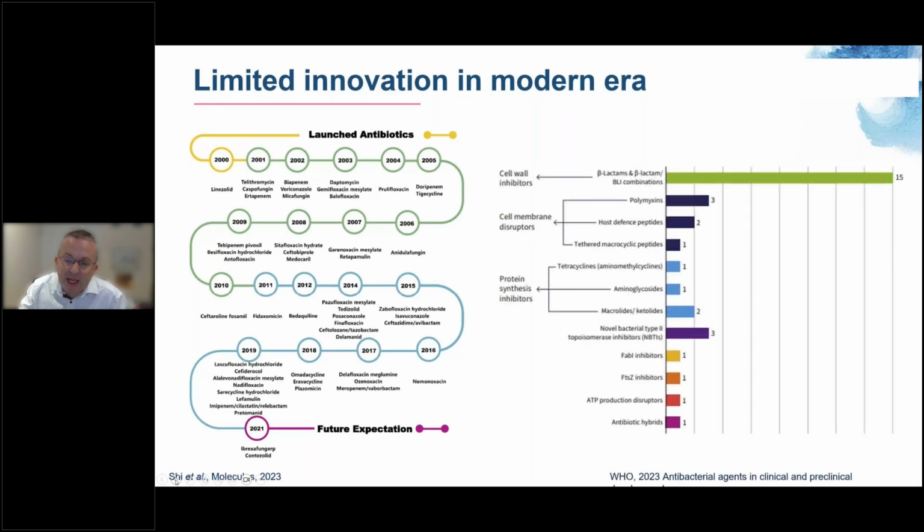And indeed, looking at the recently published work from the WHO on antibacterial agents in the clinical and preclinical pipelines, we see for the clinical pipeline that there are not many novel mode of action agents. There are some examples of novel topoisomerase inhibitors and FabI inhibitors, for instance, but the pipeline is really dominated by existing classes. And one of those, clearly at the top there, is the beta-lactam, beta-lactamase inhibitor combination classes.